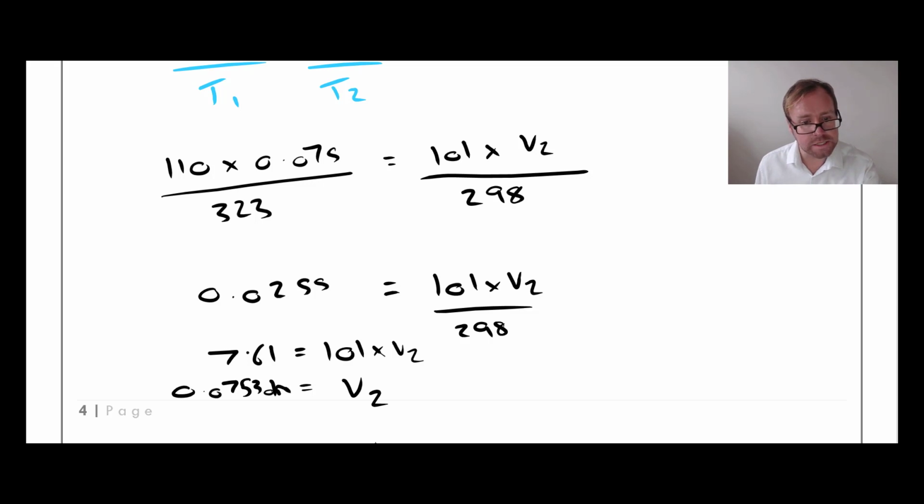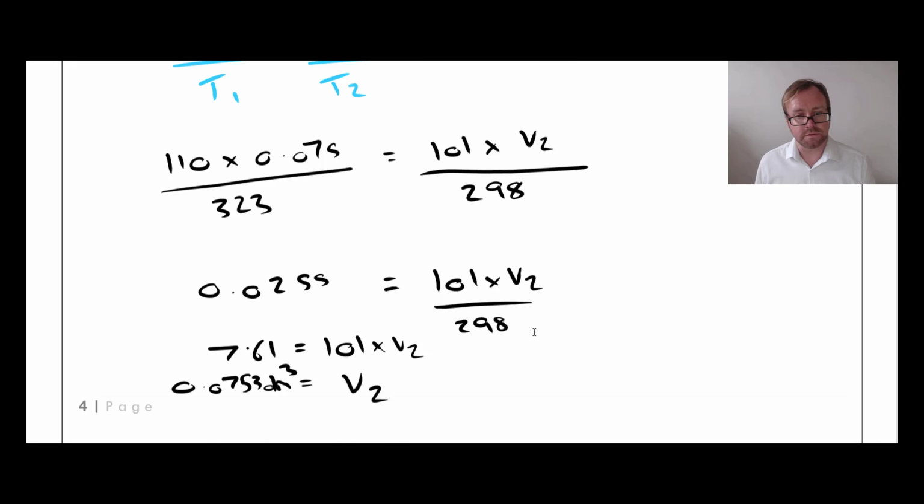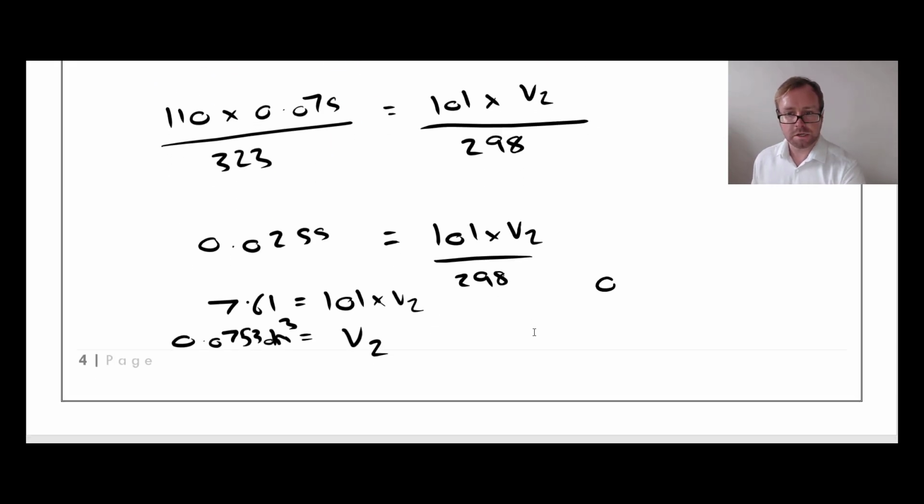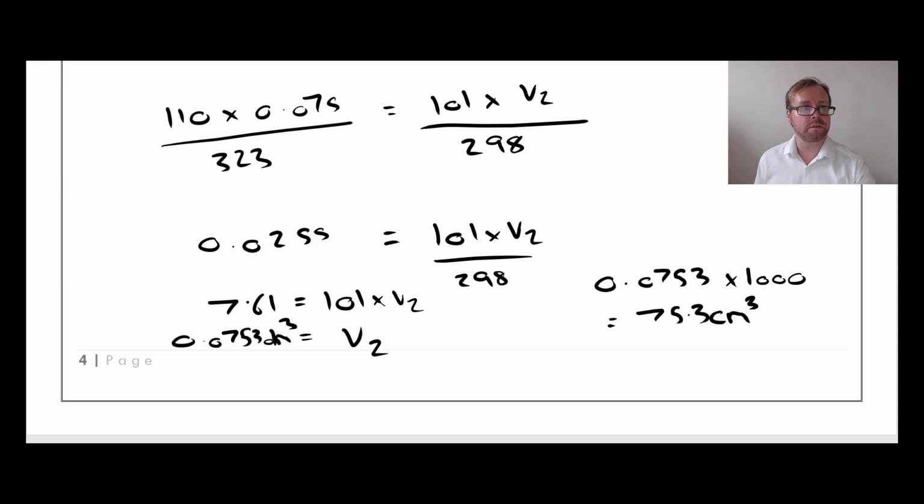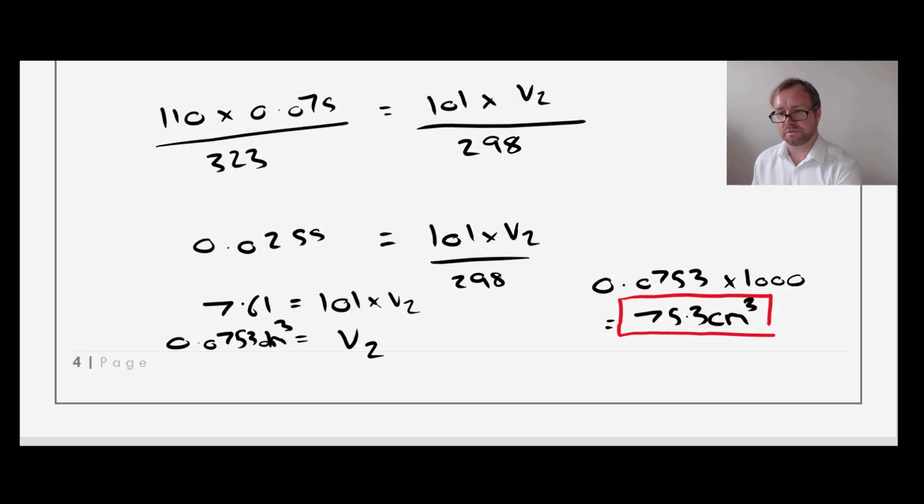That gives me a value of 0.0753 decimeters cubed. And I think the question asks us to convert into centimeters cubed. So 0.0753 times 1000 gives me 75.3 centimeters cubed. So I have worked out my new volume under the different conditions of this gas.